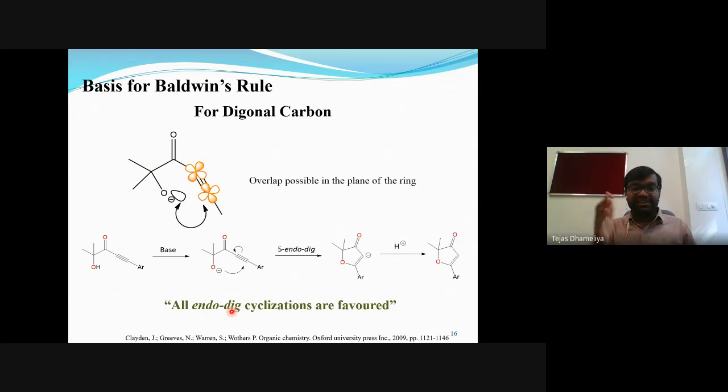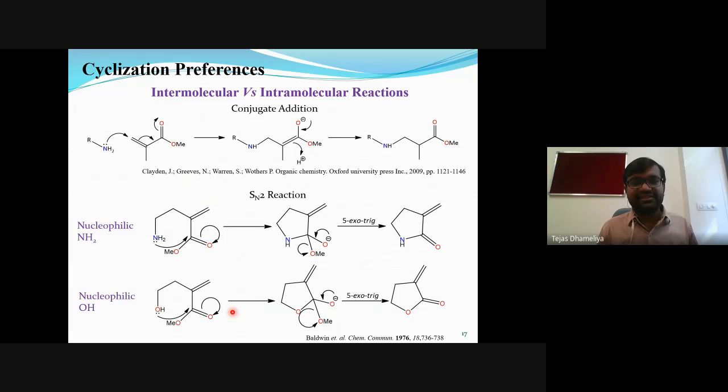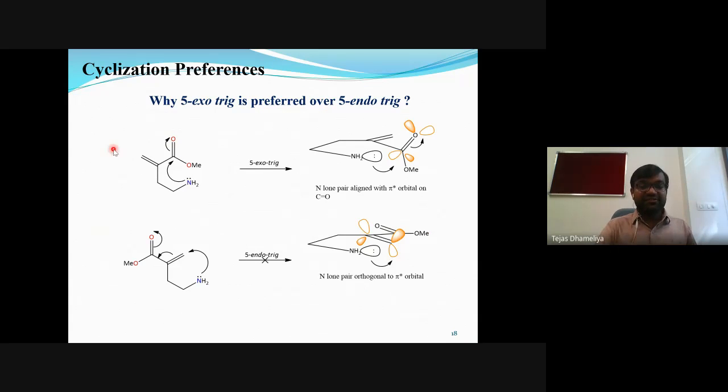All endodig means, whether it is 2 or 3, cyclization does not happen with 2; minimum 3-membered is needed, so it starts from 3. 3 endodig, 4 endodig, 5 endodig are favored. In some cases, like this, intermolecular versus intramolecular reactions are there. Conjugate addition is like this, but if we have nucleophilic addition, then it will form 5 exotrig. This cyclization is there. In your examination, I may give certain things like this, and you will have to justify whether such cyclizations are favorable or not, or else identify the cyclization.